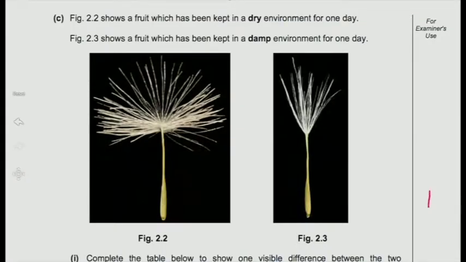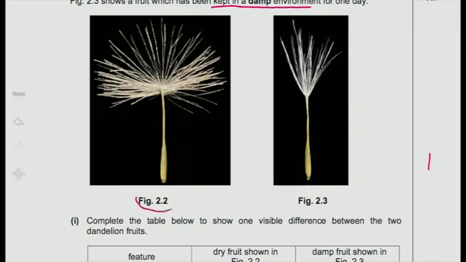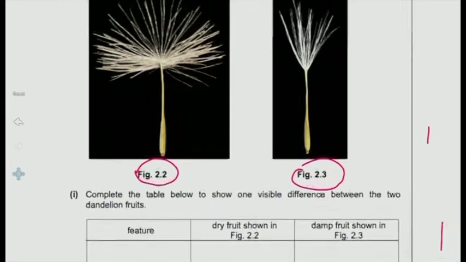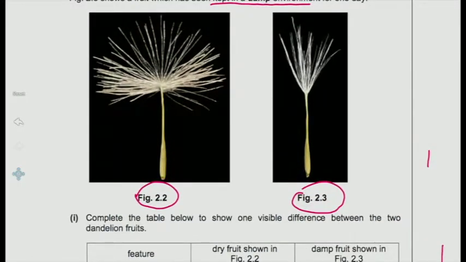Here is figure 2.2 and figure 2.3. Kept in a dry environment for 1 day, that's figure 2.2. 2.3, kept in a damp environment for 1 day. Here is figure 2.2, as you can see here. That's 2.2. That's figure 2.3. And then we look at the question. Part 1 of the question reads, complete the table below to show one visible difference between the two dandelion fruits. So these are dandelion fruits. One visible difference. You can see that the one on the left, which is figure 2.3, is widespread at the top, and the one on the right is closed up.